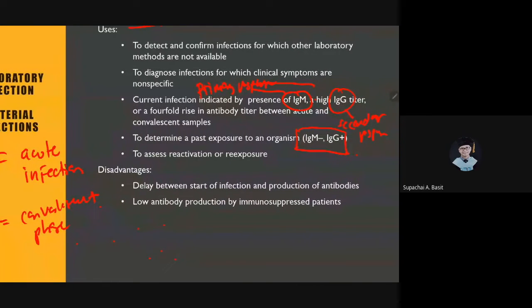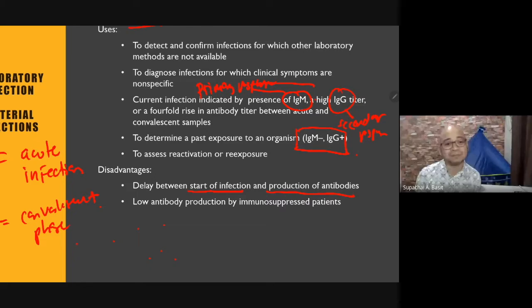Here we can also determine, assess reactivation or re-exposure. The disadvantage, however, of antibody testing for bacterial antigen is that there is a delay between the start of infection and production of antibodies, particularly if you will be measuring the serum of the patient at the early stage of the infection. So that won't even be possible.